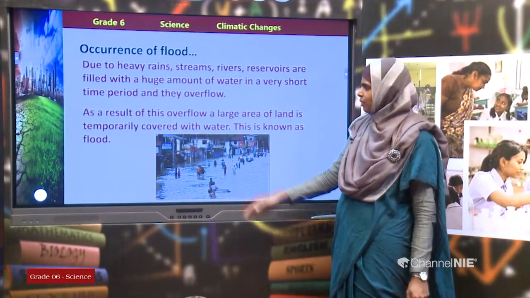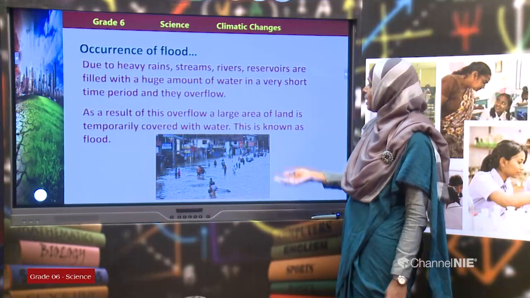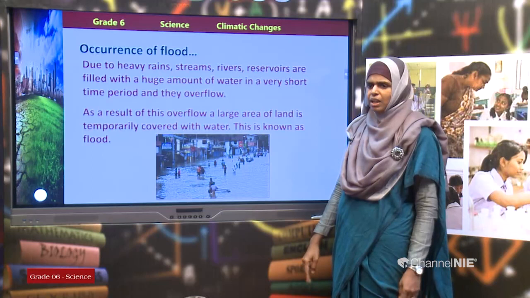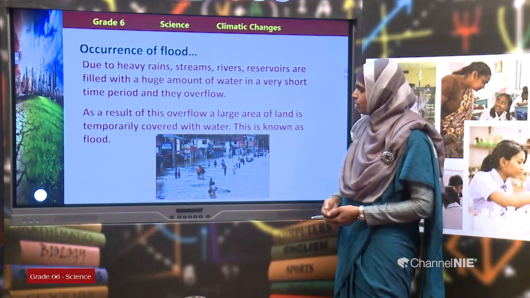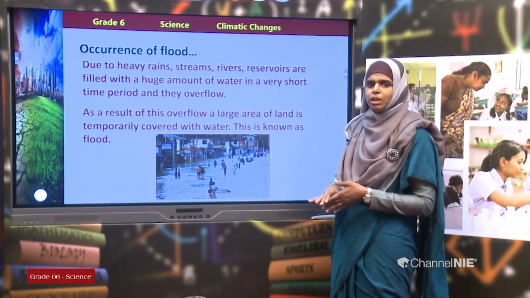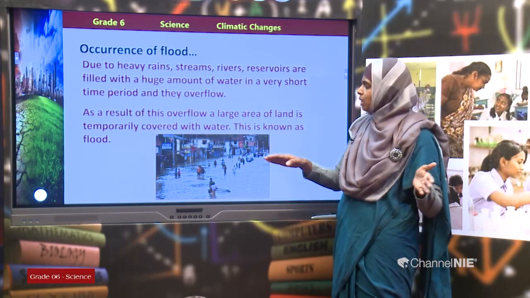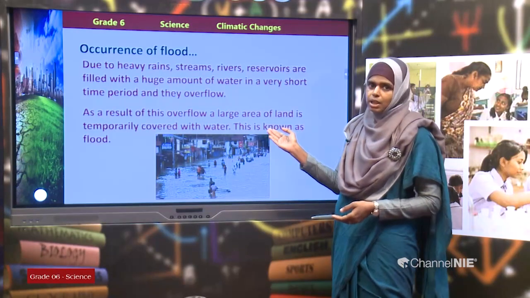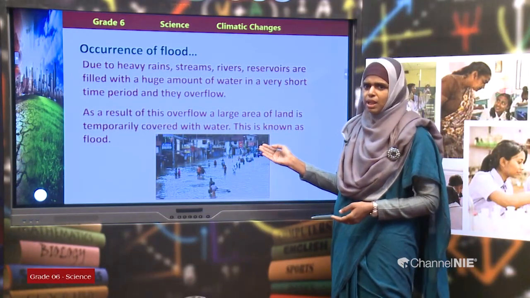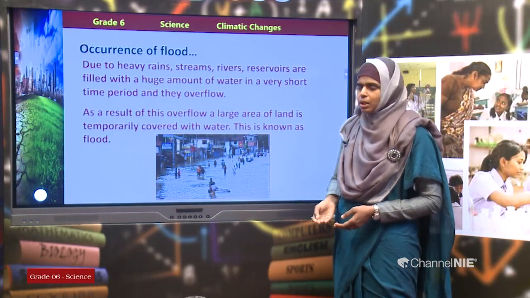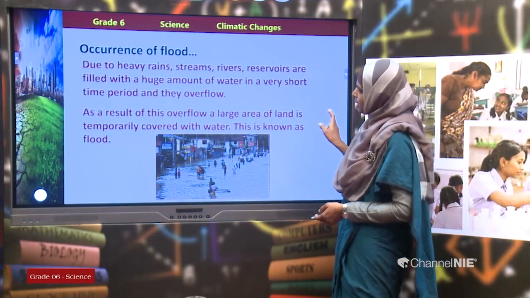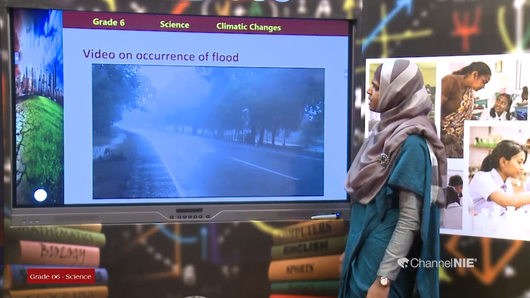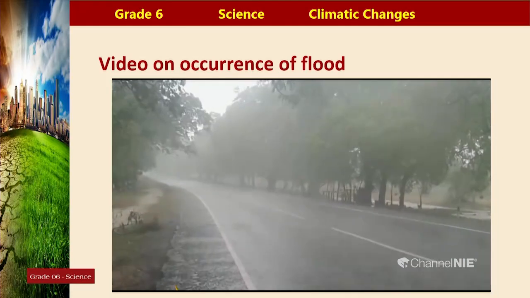And as a result of this overflow, a large area of land is temporarily covered with water. Whenever the water in the river streams overflow, it would flow out of the boundaries of the river, and cover a large area surrounding the river. This is called as flood children. You might have experienced flood, or you have seen about flood in TV. So, it is a disaster. Let's look at a video on occurrence of flood, how a flood would occur.